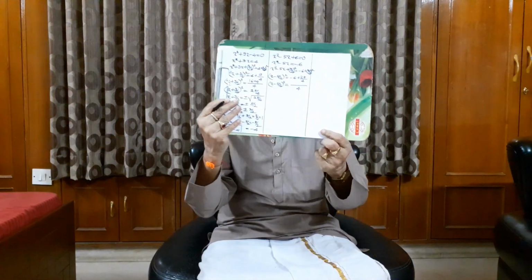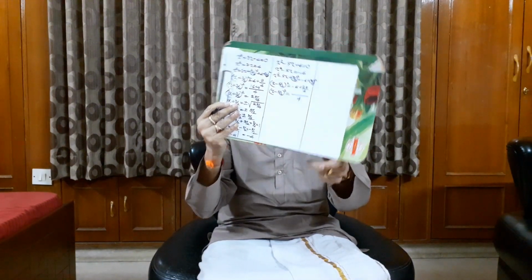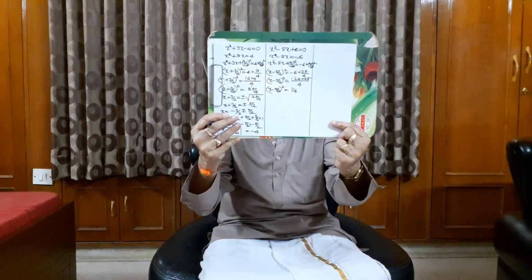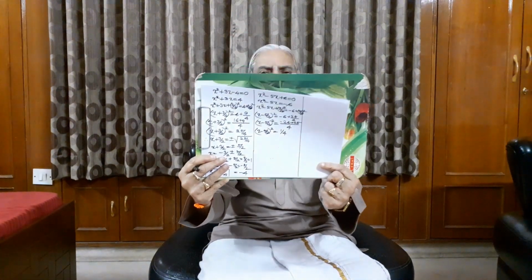Simplify this: x minus 5 by 2 the whole square is equal to, what is the LCM here? 4. Look, we have minus 6 plus 25 by 4. The LCM is 4. In the numerator, what do we get? Minus 24 plus 25. Therefore x minus 5 by 2 the whole square is equal to 25 minus 24, which is 1 by 4. 25 minus 24 is 1, so 1 by 4.